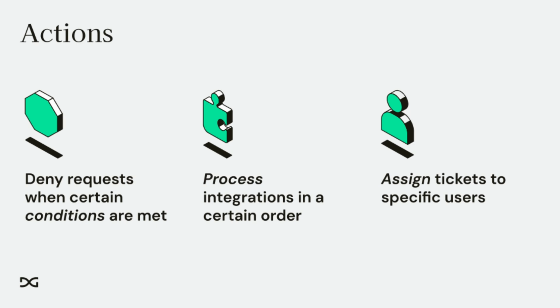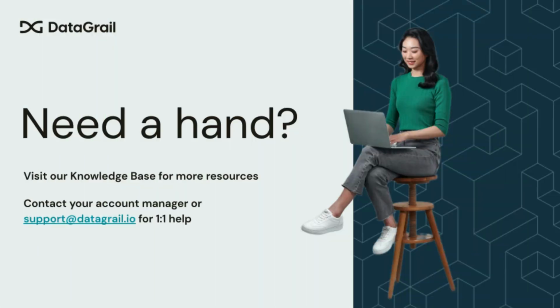You'll assemble your workflow using a combination of conditions, like whether or not the request is from an employee, and actions. Your workflow can automatically deny requests when certain conditions are met, process integrations in a certain order, or assign tickets to specific users, or all of the above.